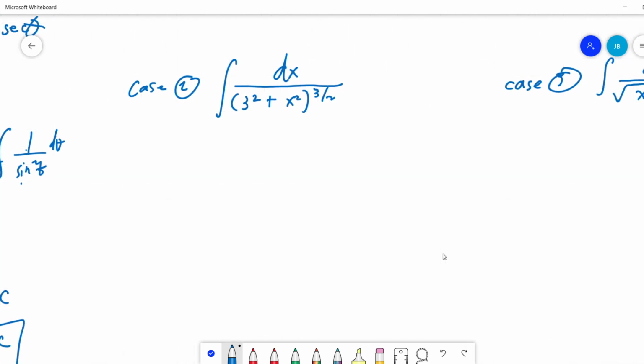For case 2, you can see that that's a squared plus x squared. So obviously, that is a tan theta. Since this is in terms of x, let us use it in terms of x as well. So x is equal to a tan theta, but we have a here as 3, right? So that's 3 tan theta.